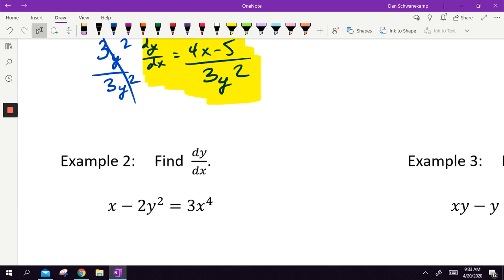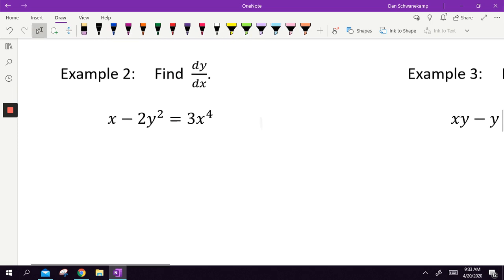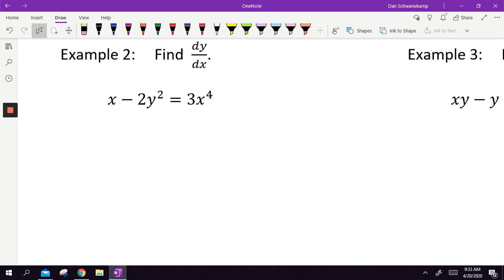Let's look at number 2. Okay, number 2, find dy/dx. All right, cool, I'm taking the derivative. What's the derivative of x? Derivative of x is 1. I'm doing it with respect to x, so it's just 1. 2y squared, so it's going to be 4y, but I took the derivative of y, and so I need to include dy/dx with it.